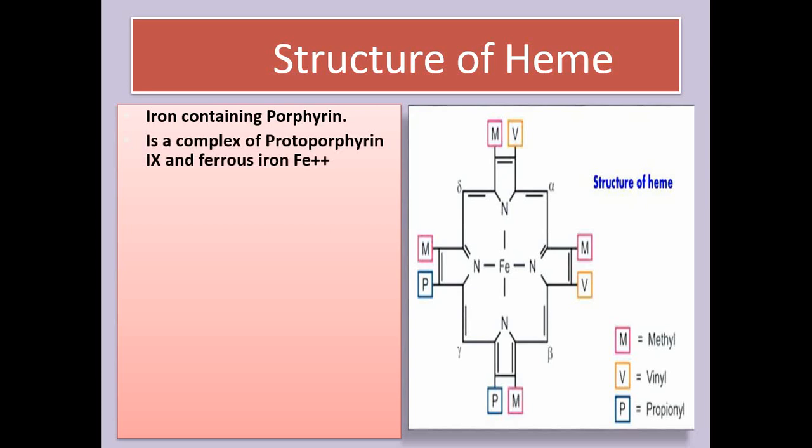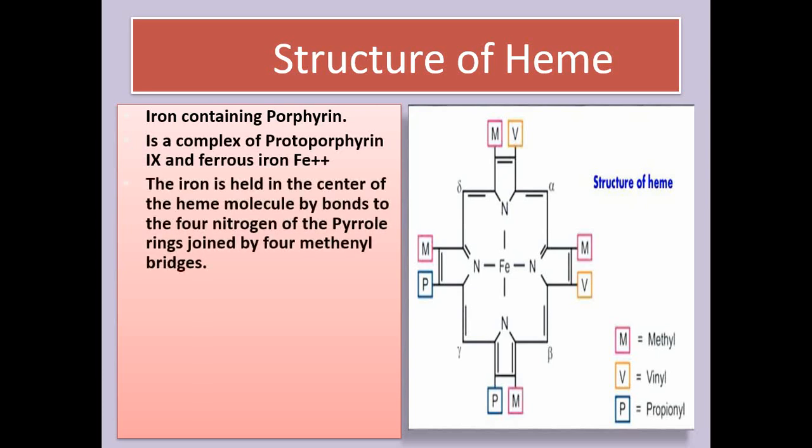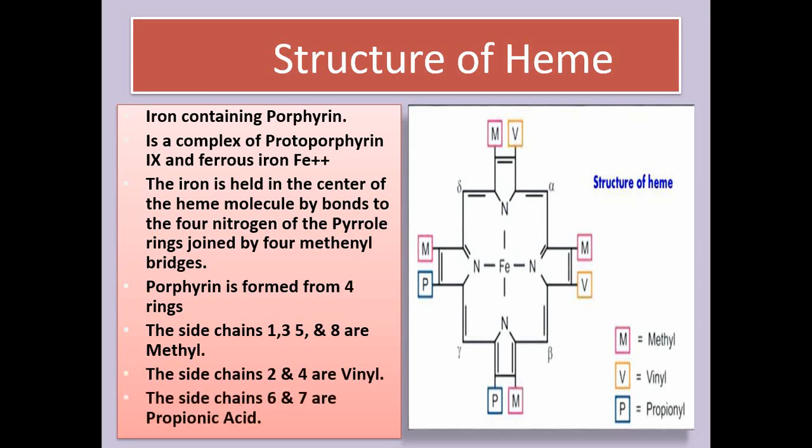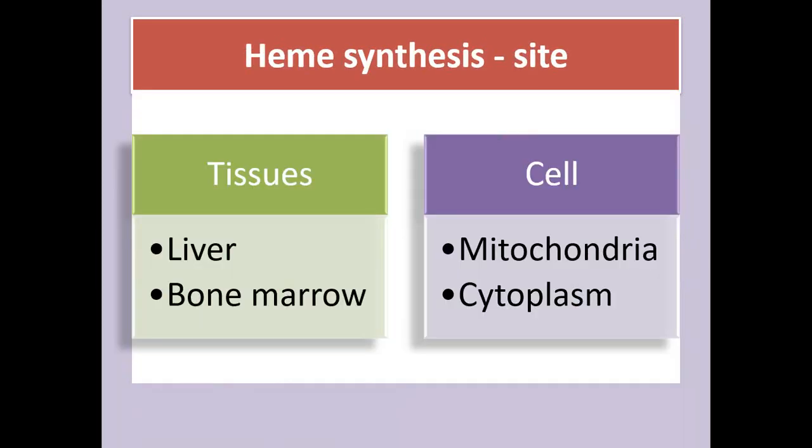Iron-containing porphyrin is a complex of protoporphyrin 9 and ferrous iron. The iron is held in the center of the heme molecule by bonds of four nitrogens of the pyrrole rings joined by the four methenyl bridges. Porphyrin is formed by four pyrrole rings. The side chains 1, 3, 5, and 8 are methyl. The side chains 2 and 4 are vinyl, and the side chains 6 and 7 are propionic acid. This makes the heme structure.